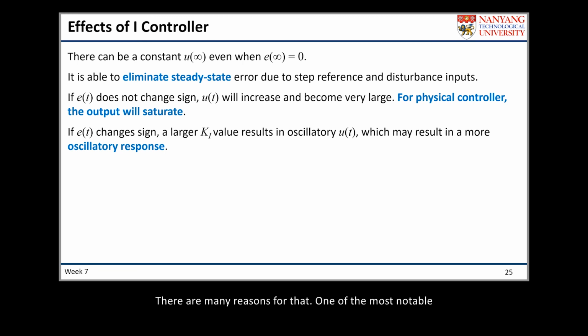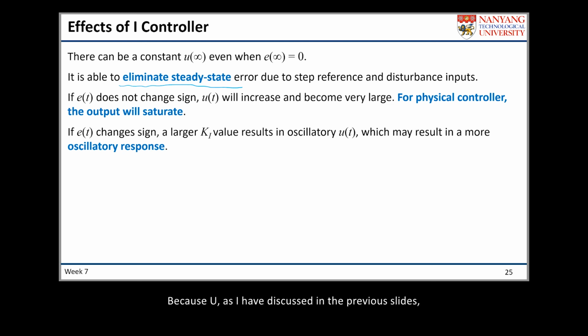One of the most notable reasons for having an I controller is that using an I controller, you will be able to eliminate the steady state error. In other words, by using an integral controller, you can improve the accuracy of your control system even further. So if you want to improve the accuracy of your system, the I controller is a much better choice compared to the proportional controller.